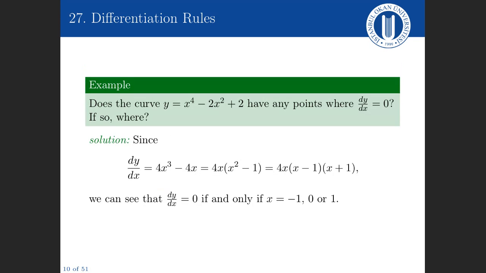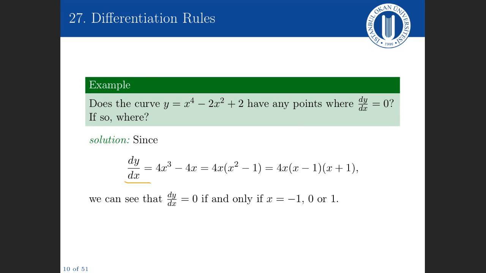Next example, does the curve y is equal to x to the power 4 minus 2x squared plus 2 have any points where the derivative is equal to, or the slope is equal to 0? And if so, where are these points?